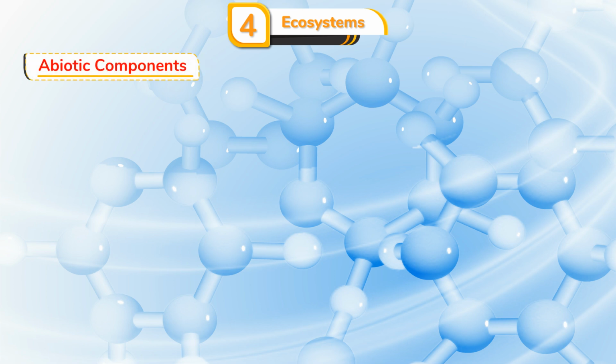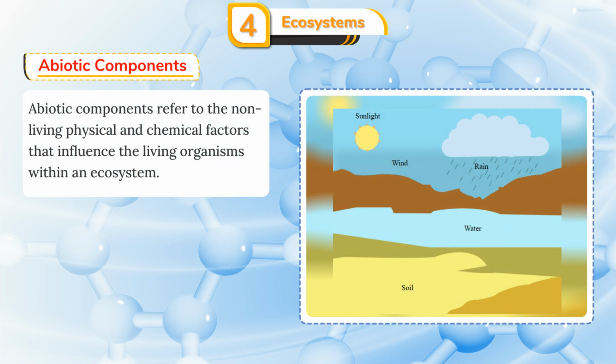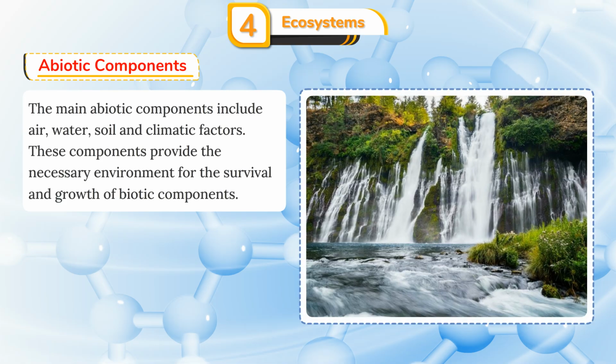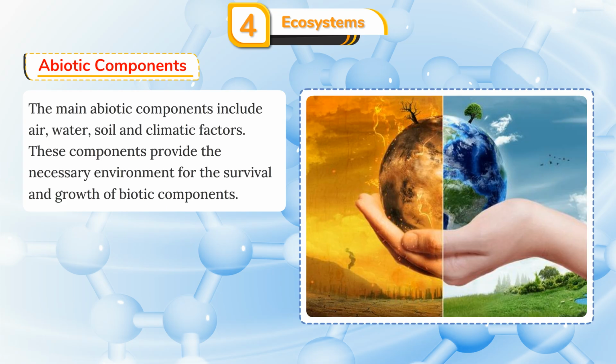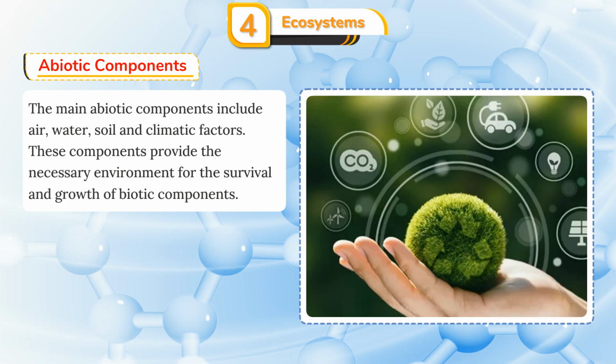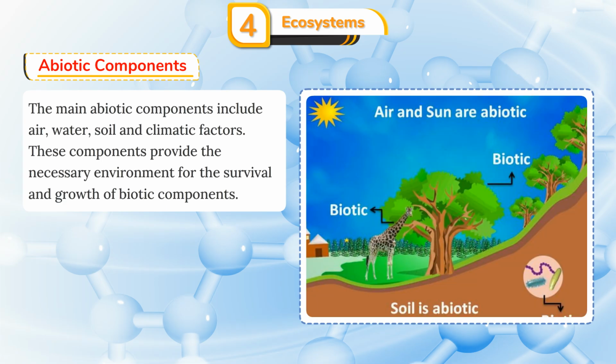Abiotic components. Abiotic components refer to the non-living physical and chemical factors that influence the living organisms within an ecosystem. The main abiotic components include air, water, soil, and climatic factors. These components provide the necessary environment for the survival and growth of biotic components.